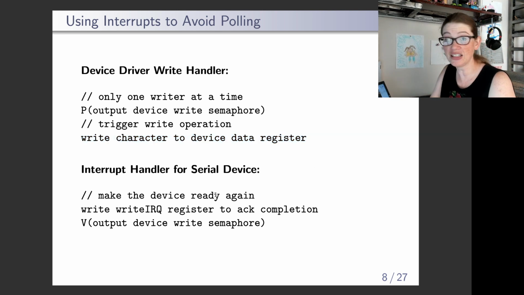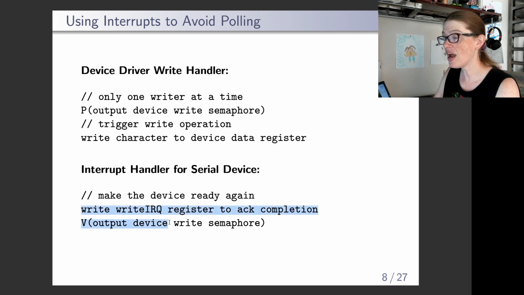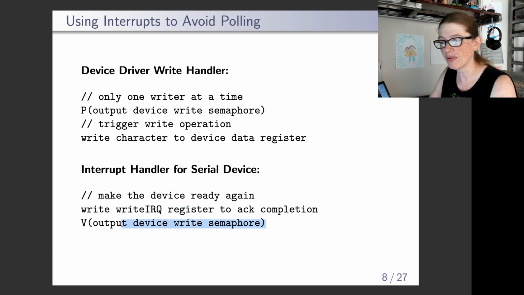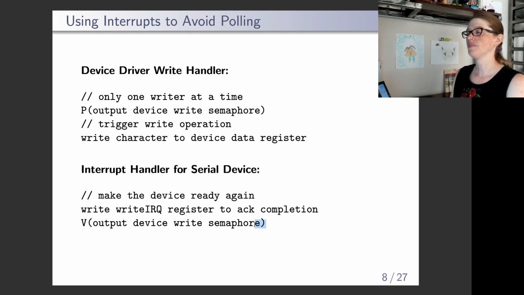Now, in the interrupt handler for the serial device, we know that the device has completed because it fired an interrupt. So we're going to acknowledge to the device that we are aware it completed by writing the write IRQ register, and then we release the semaphore. And this avoids that polling. It lets the CPU do some other computations that might be important elsewhere.